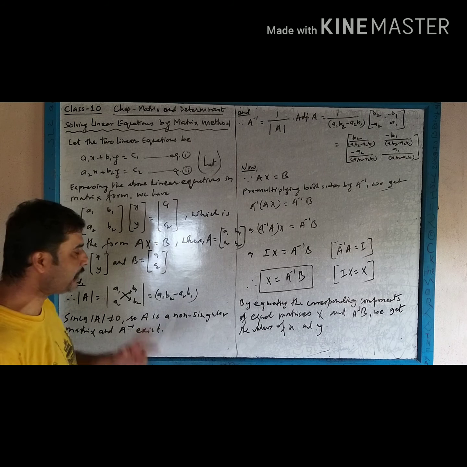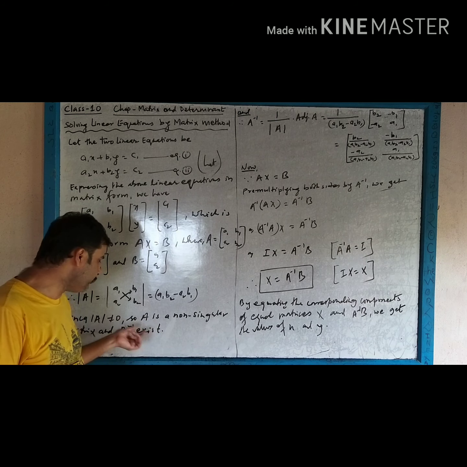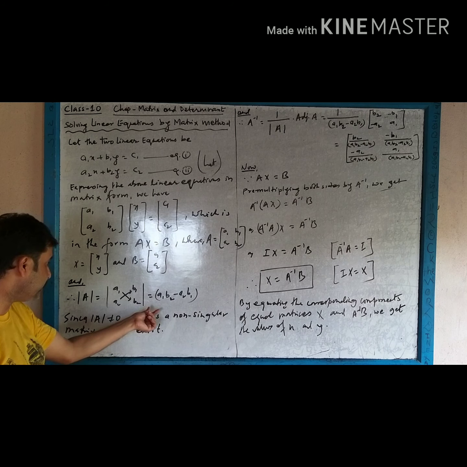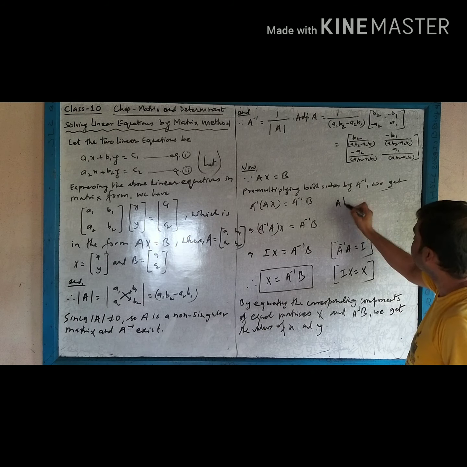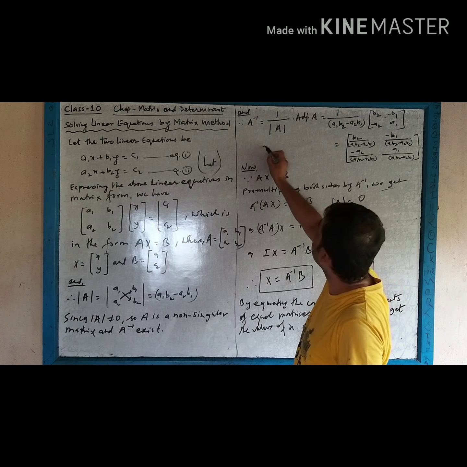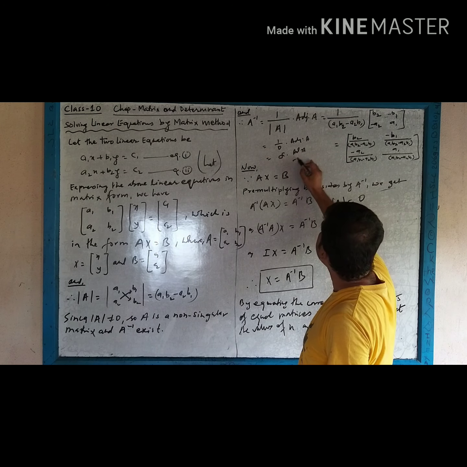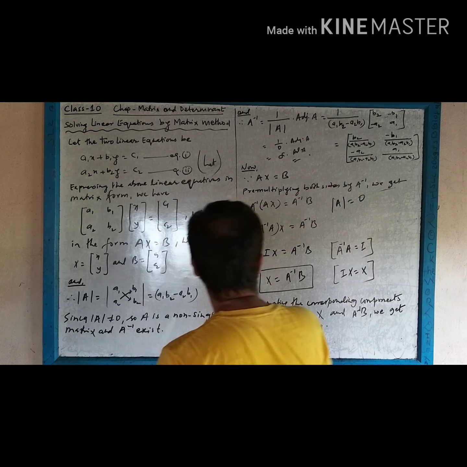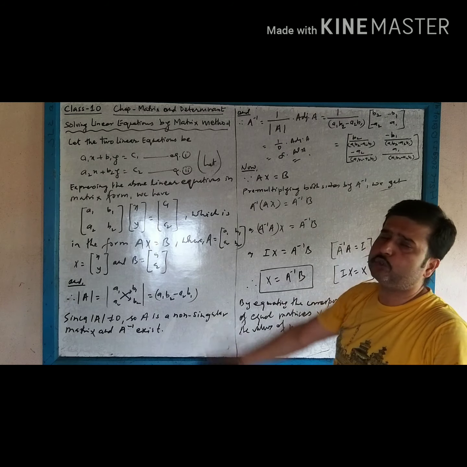Now the question is, how do you know whether the determinant of A is 0 or not? Here I have assumed that it is not equal to 0. If it is not equal to 0, then this is possible. If the determinant of A becomes 0, then it will be 1 by 0 times adjoint of A, and 1 by 0 is infinity, so what result will you get? Nothing. So if the determinant of A is equal to 0, there is no solution.